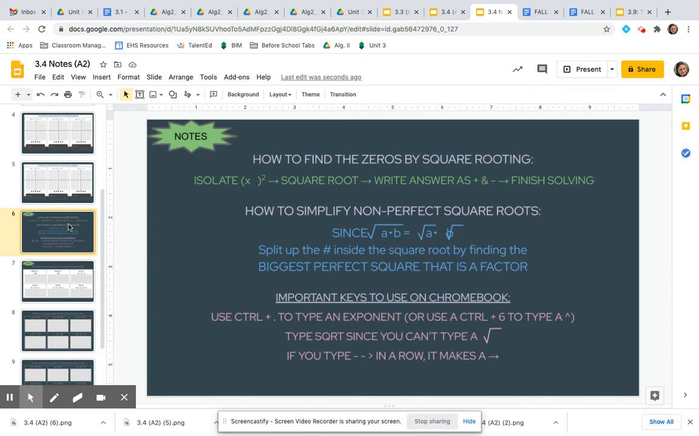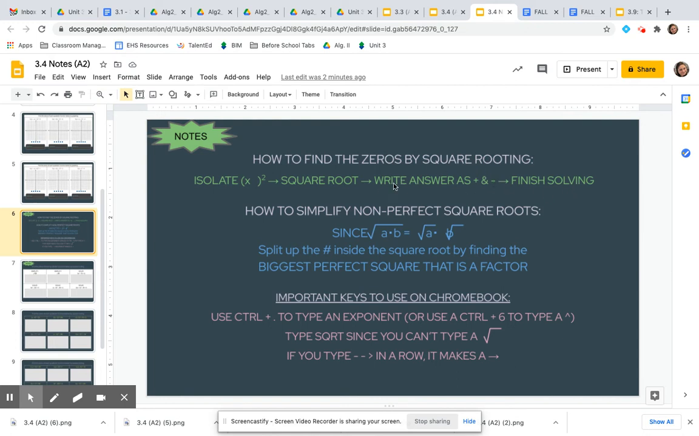Now, for square rooting, what you're going to do is get the thing being squared by itself. Okay, so if it's x in parentheses squared, that's fine. It might just be x squared, though, without the parentheses. Then you're going to square root both sides because the only way to get rid of squared is to square root. You're going to write your answers as a plus and a minus because the square root of 25, for instance, is 5 and -5. Okay, and then if there's any solving left to do, you'll do it then.